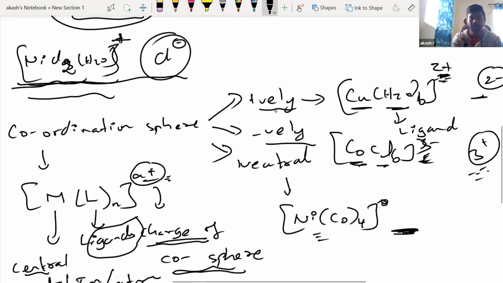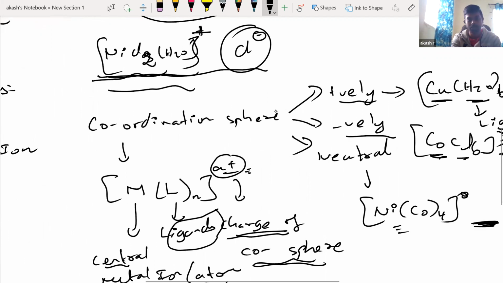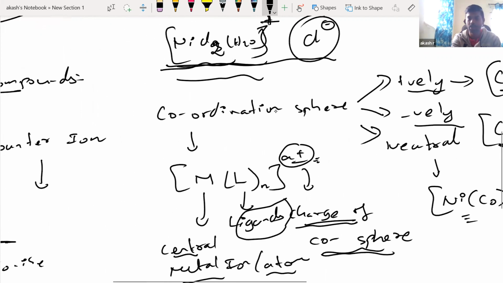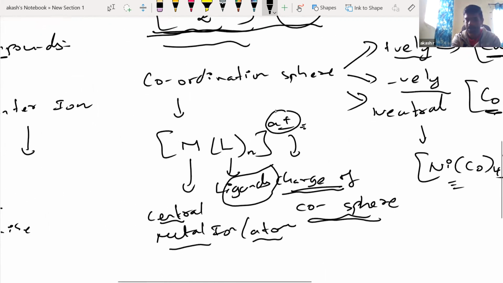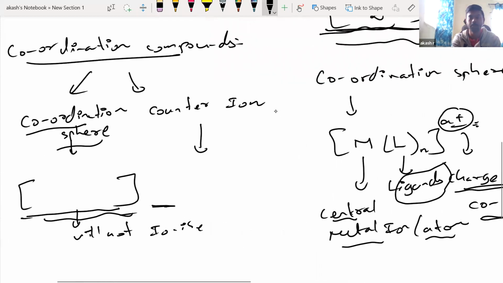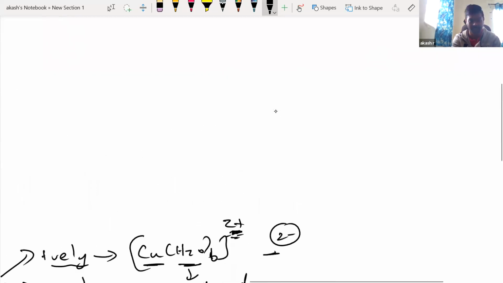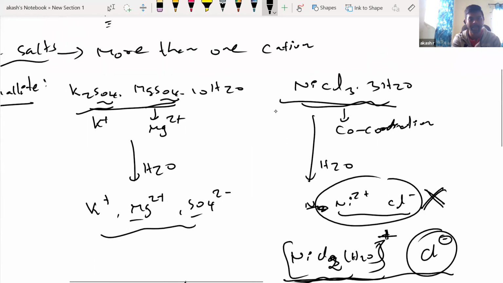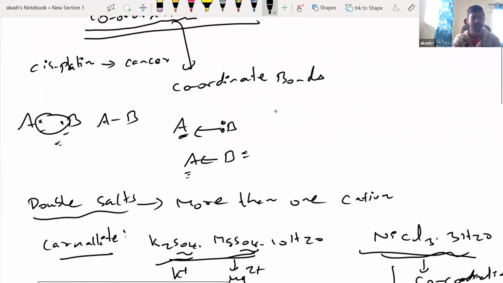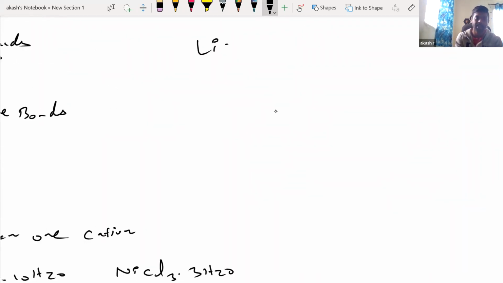All right. So we talked about the coordination sphere, what a counter ion is, and the charges on the coordination sphere. Now we'll move on to speak about the ligands. What do you mean by ligands and what are the different types?